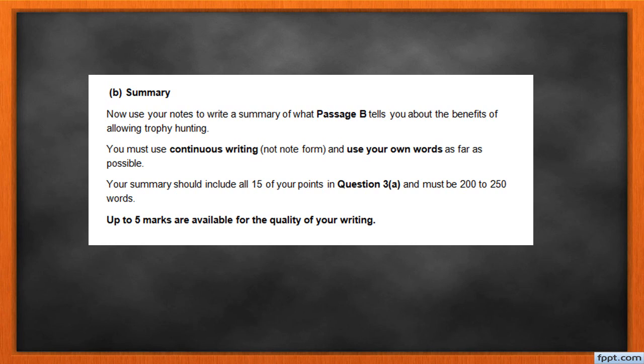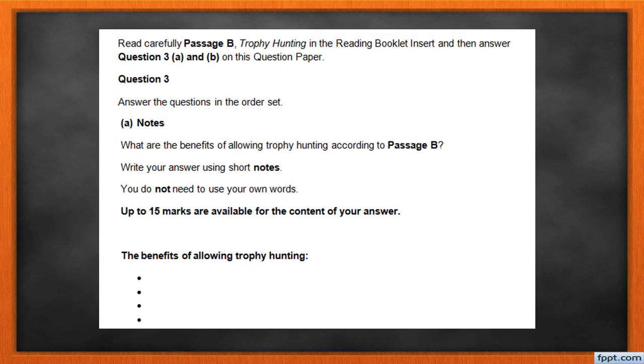Now there's going to be words in there that you can't change, key content words, trophy hunting for example. There's not many other ways to say it, and if you do start trying to say that in a different way, it's going to read a bit strangely and it's not going to flow nicely. And it does say also your summary needs to include all 15 points from part A, and it tells you it must be 200 to 250 words. So try and stick to that as closely as possible. So basically part A is like your preparation for part B.